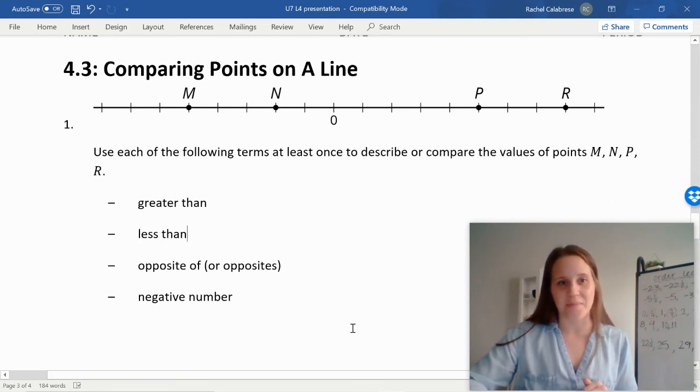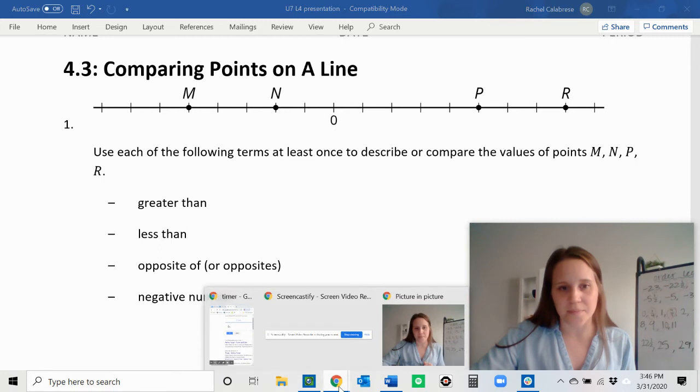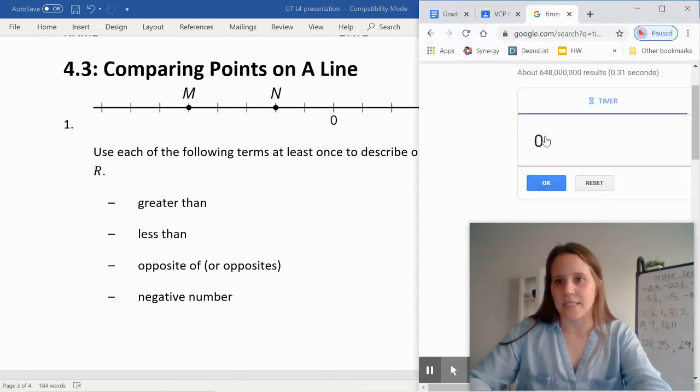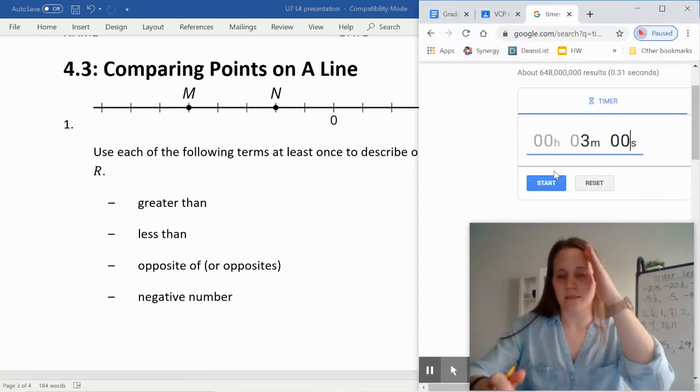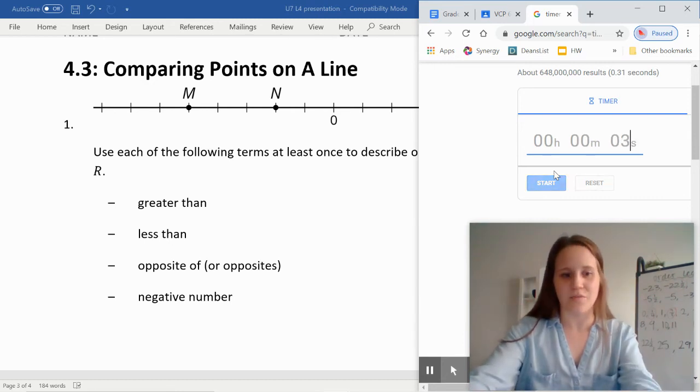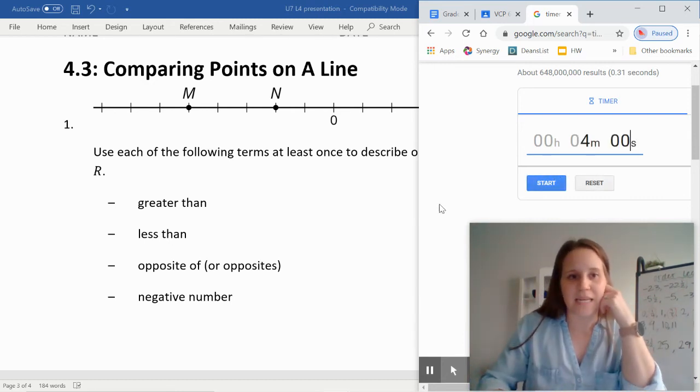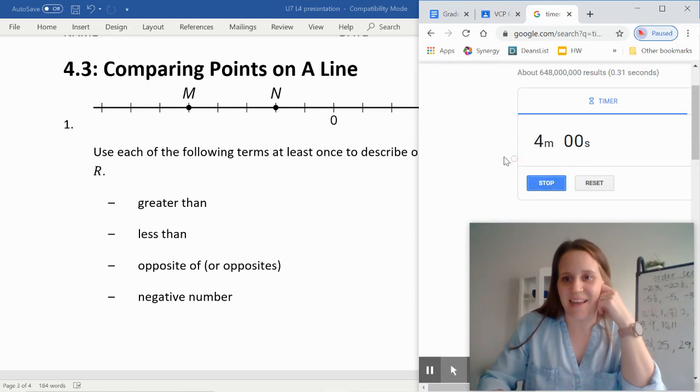Then I'm going to keep thinking and adding more sentences with these other terms, comparing any of these values that I like. Okay, so I'm going to get a timer up here. Let's say 3 minutes. We're doing 4 sentences. Let's do 4 minutes. Okay, 4 minutes to write those 4 sentences. Go ahead and get started.